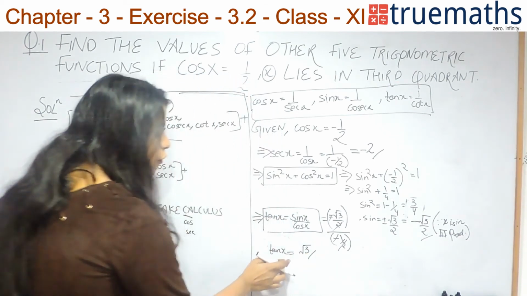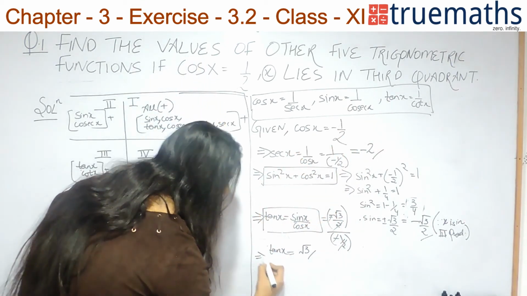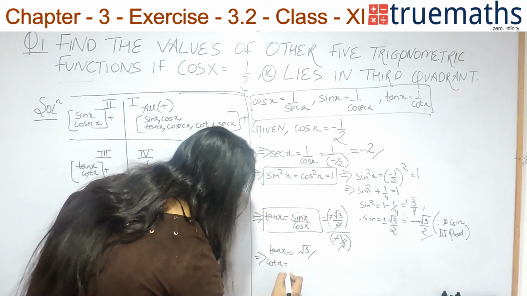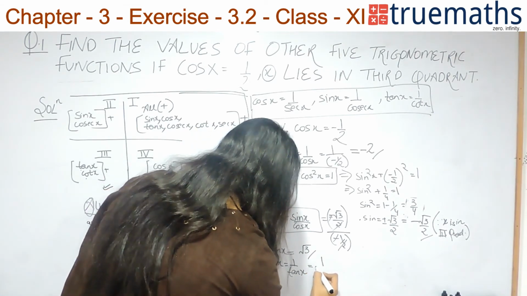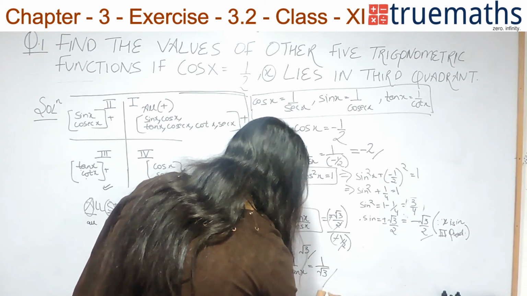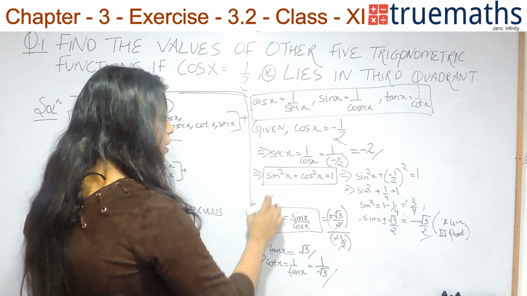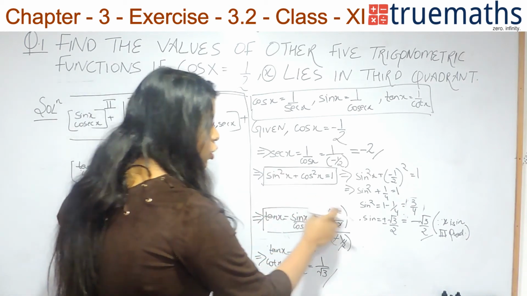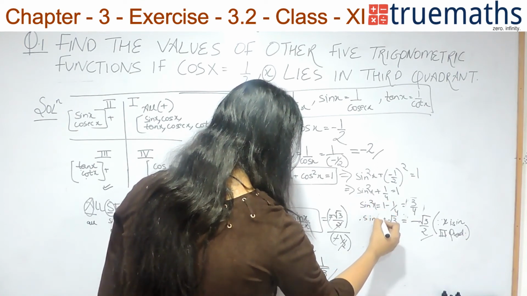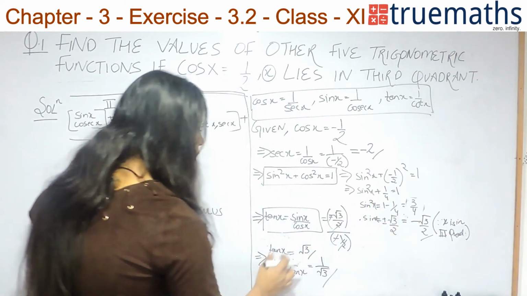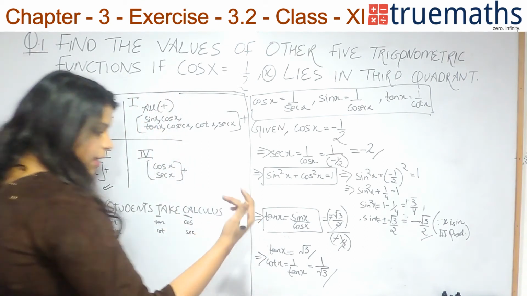Right? I know the value of tan x. I know cot x and tan x are reciprocal to each other. So I can say cot x is equal to 1 by tan x, which is equal to 1 divided by root 3. Right? Now I find the value of sec x, I find the value of sin x, I find the value of tan x, cot x. What is remaining? That is cosec x.